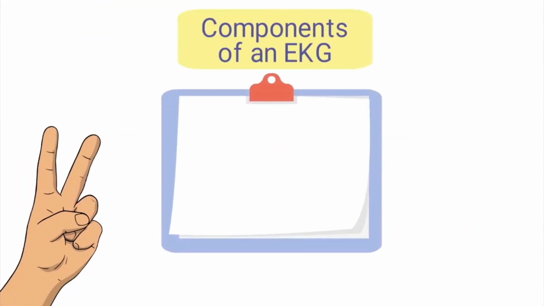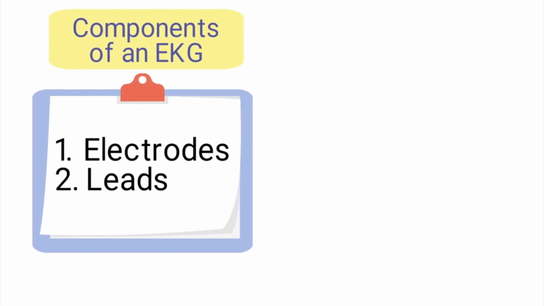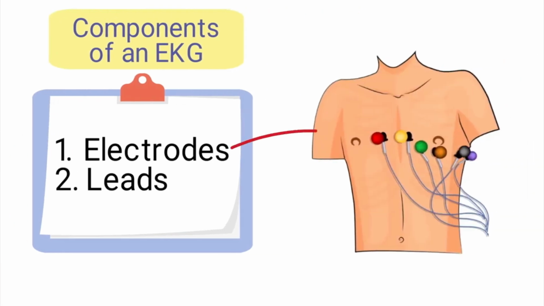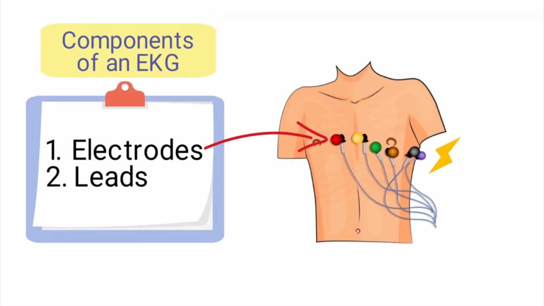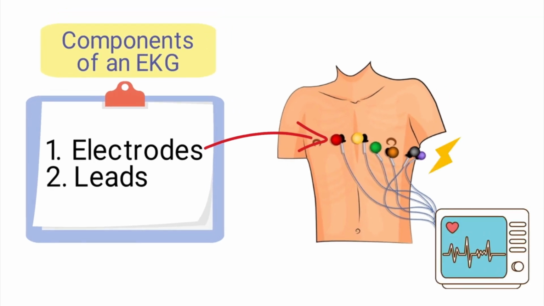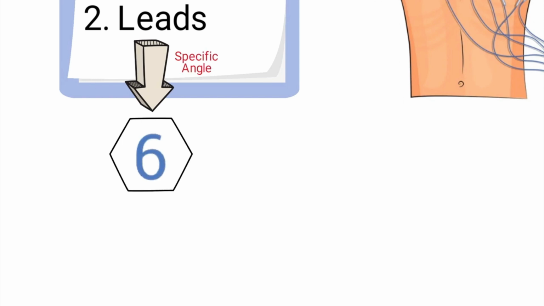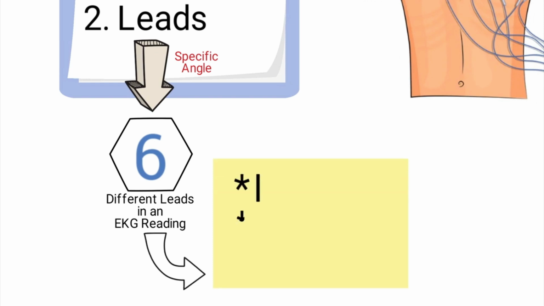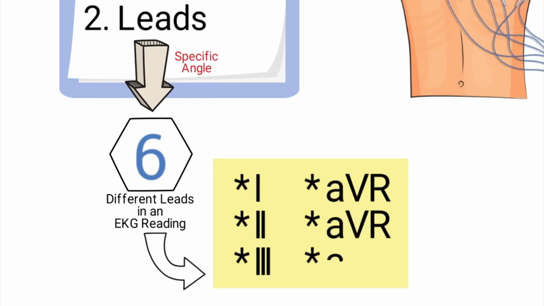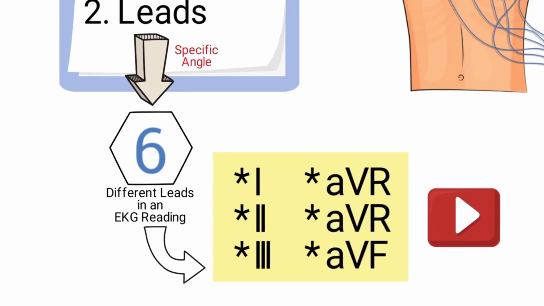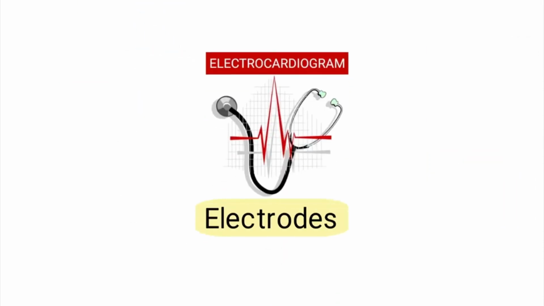There are 2 primary components of an electrocardiogram: electrodes and leads. Electrodes are small metal discs that are placed on the patient's skin. They are responsible for detecting the electrical activity of the heart and transmitting it to the EKG machine. Leads represent the electrical activity of the heart from a specific angle. There are 6 different leads in an EKG reading, which are referred to as I, II, III, aVR, aVL, and aVF. But we'll talk more about those in another video. But for now, let's talk a bit more about the EKG electrodes.